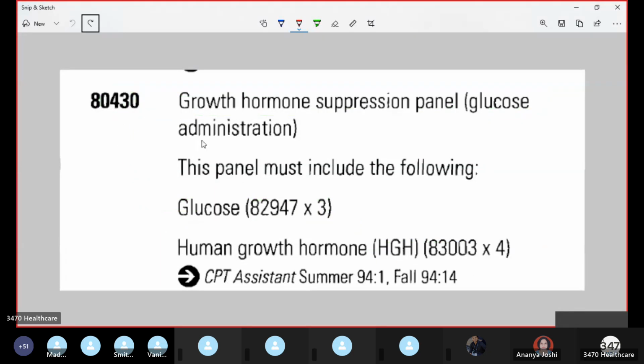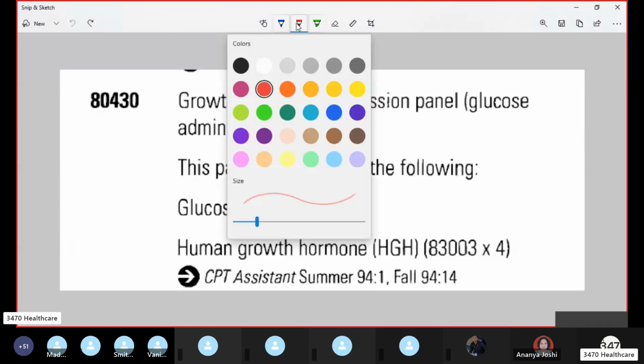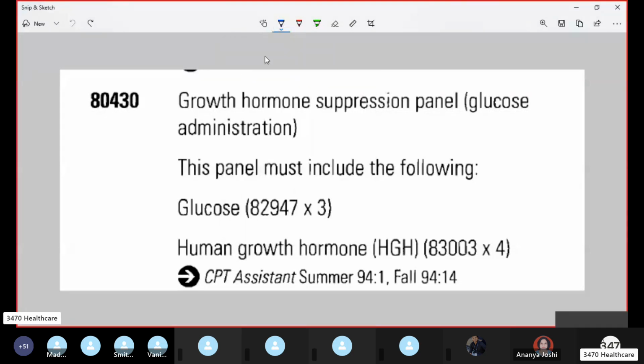Suppose the growth hormone suppression panel is mentioned, and they are telling glucose 2 times, growth hormone 4 times. Now what will you do? Growth hormone suppression panel, in that glucose 2 times, growth hormone 4 times. What is your answer?